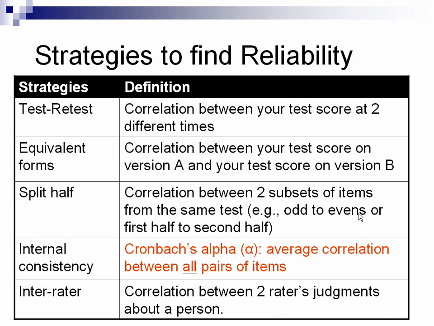Finally, there is inter-rater reliability. This is where you will take a correlation between two different raters' judgments about a person, and again, you're looking to see if the correlation is high, and if it is, we have evidence of reliability.